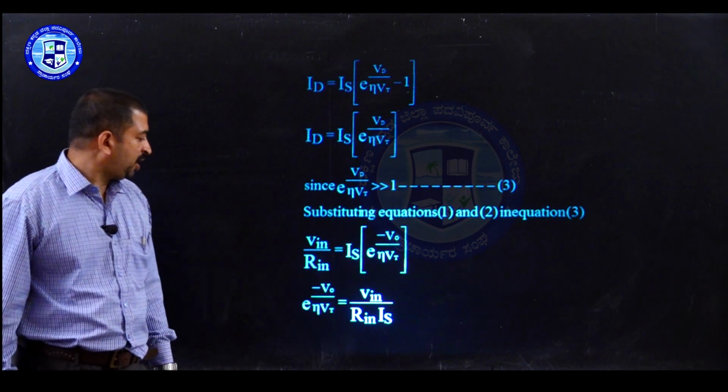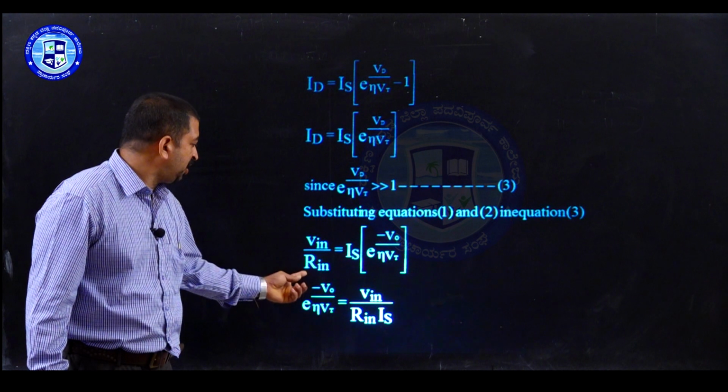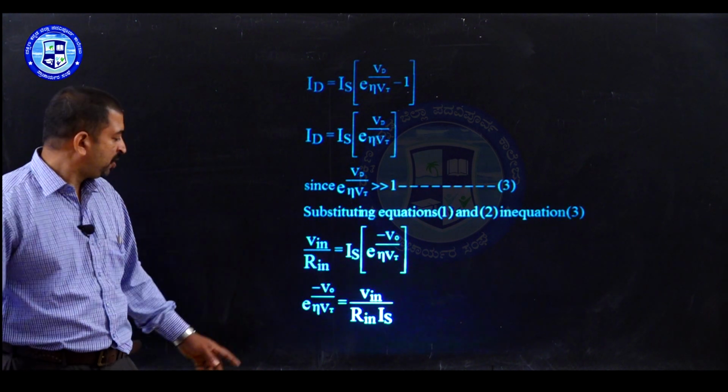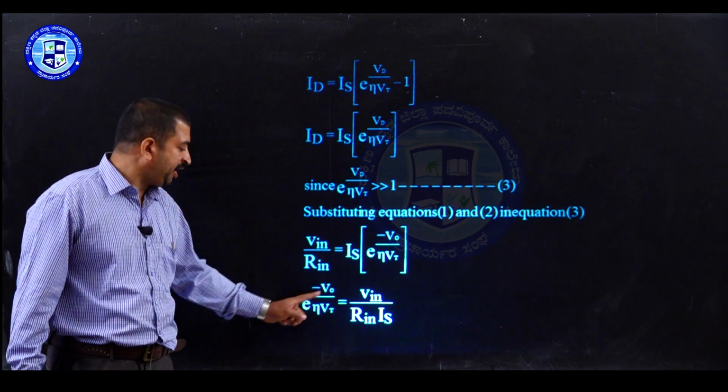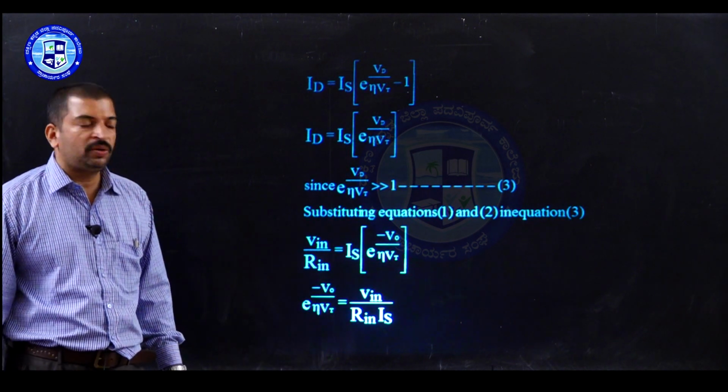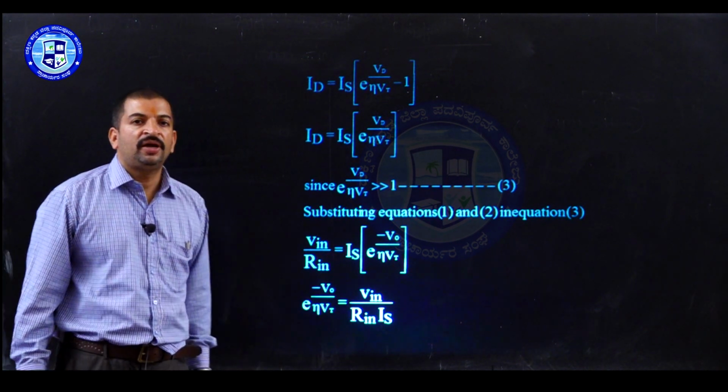Let us take Is to the right hand side of the equation. The equation becomes e to the power minus V0 by eta Vt equal to Vin divided by Ri into Is.